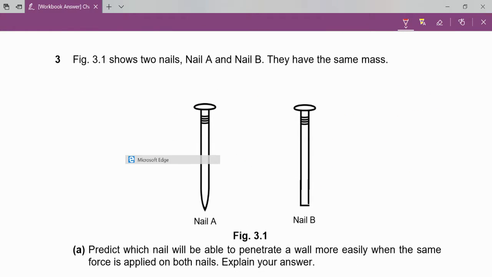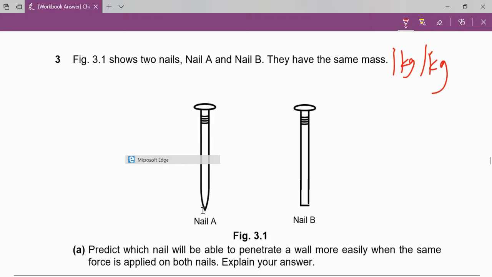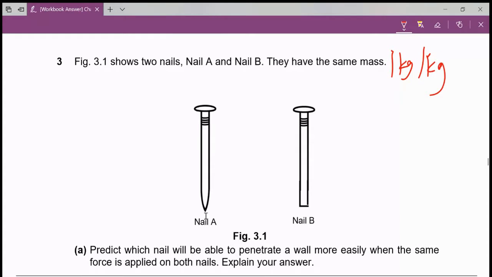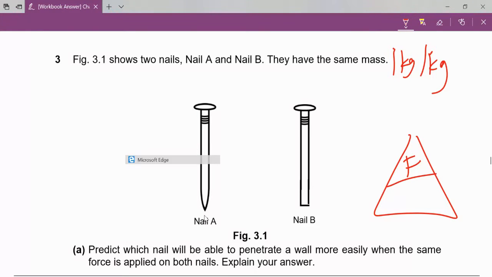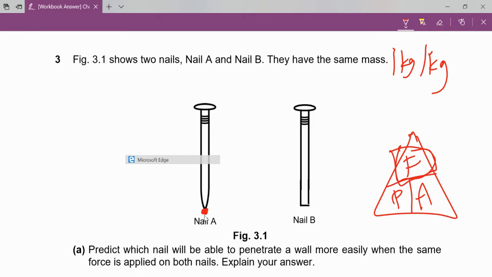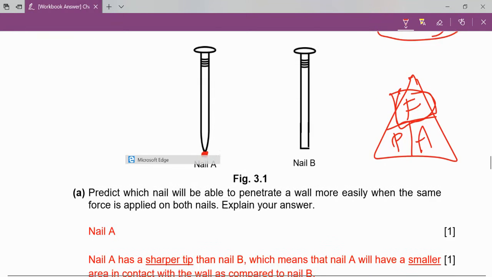Figure 3.1 shows two nails A and B, of the same mass. For example, both of them each weigh 1 kg. So 1 kg constant. Which nail will penetrate? Well, it's quite obvious. It'll be A, right? See, it's so sharp. And you will need this formula as well. The smaller the surface area, the higher the pressure. Force is the same because the mass is the same. So I'm sure you can tell that the answer is A.